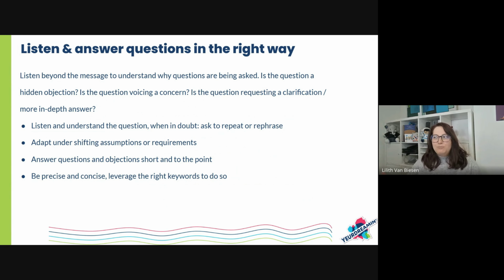Plus, you'll probably open a few Pandora's boxes along the way that will lead to different kinds of conversation or communication or topics that you will bring on the table. So make sure you're precise, concise, short to the point. And again, those keywords can help in reducing how much you need to explain.